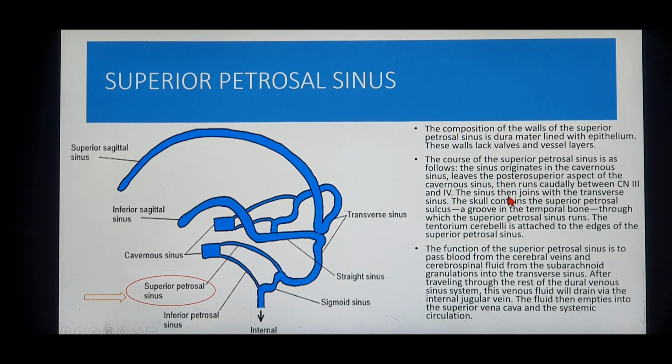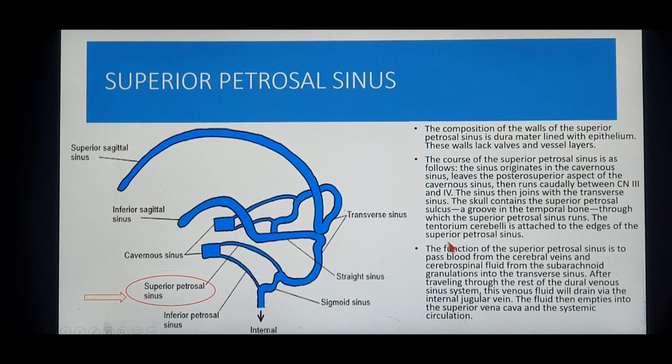And this sinus then joins with the transverse sinus. As you can see, this is a straight sinus, that's the confluence, and that's the transverse sinus. So here it joins the transverse sinus, and there is the beginning of the sigmoid sinus. Okay. So the tentorium cerebelli is attached to the edges of the superior petrosal sinus, is one more important point.